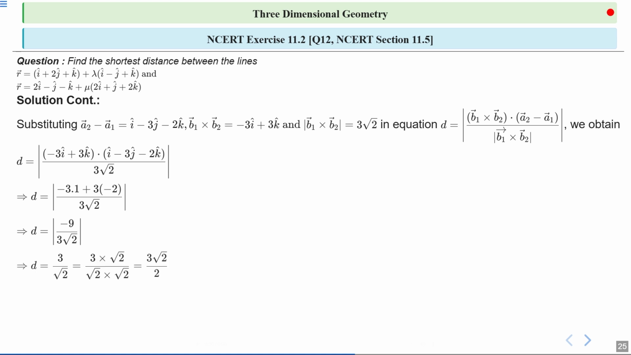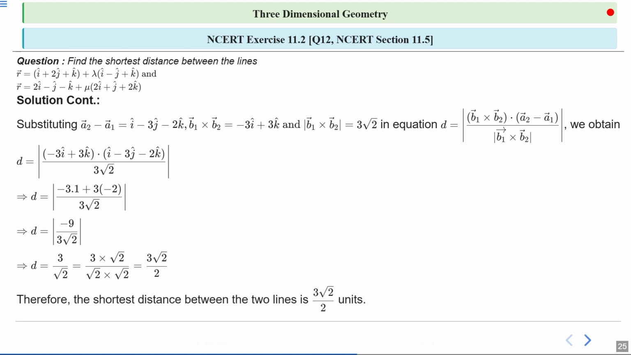So d will be equal to 3 upon root 2, which is equal to 3 into root 2 upon root 2 into root 2, which will be equal to 3 root 2 upon 2, right? 3 root 2 upon 2. Therefore, the shortest distance between the two lines is basically 3 root 2 upon 2 units, okay?